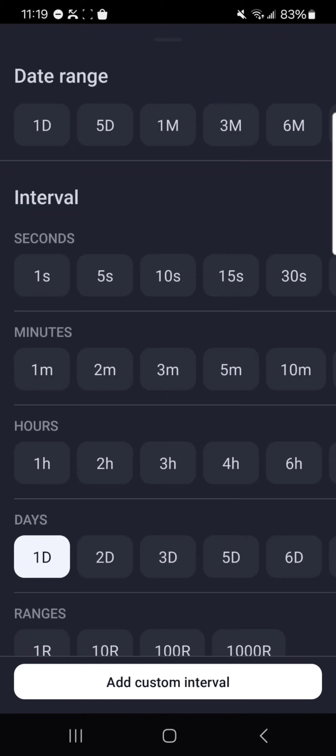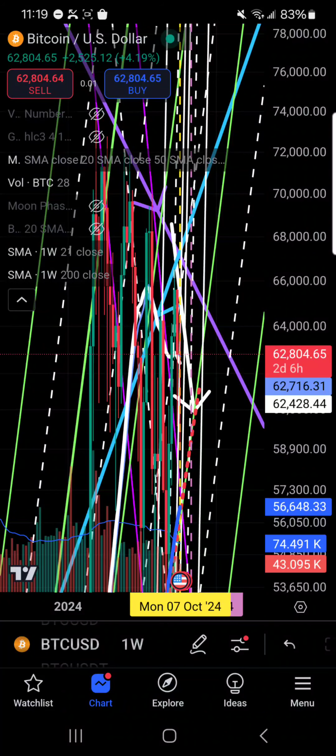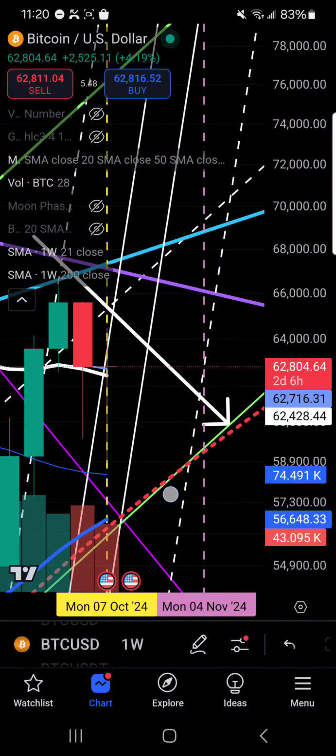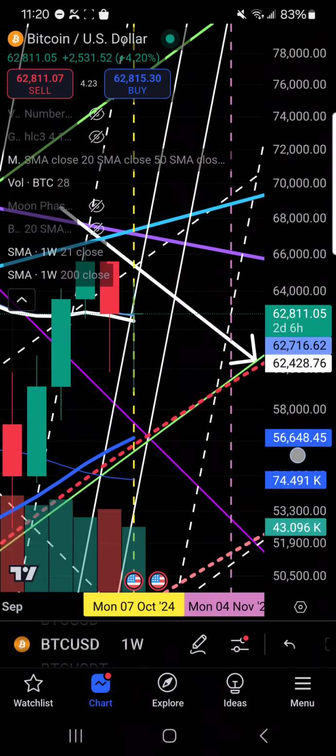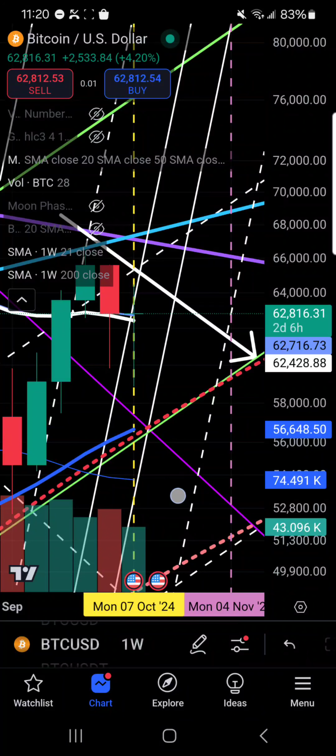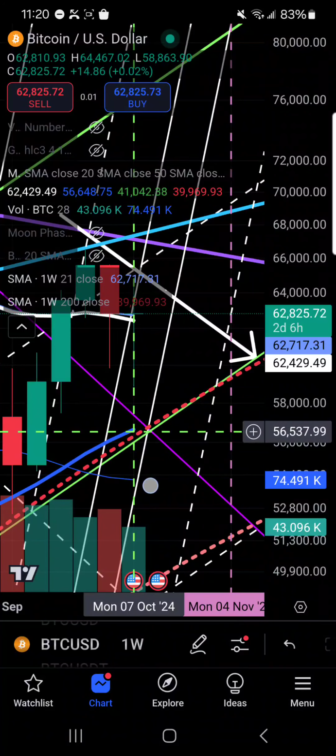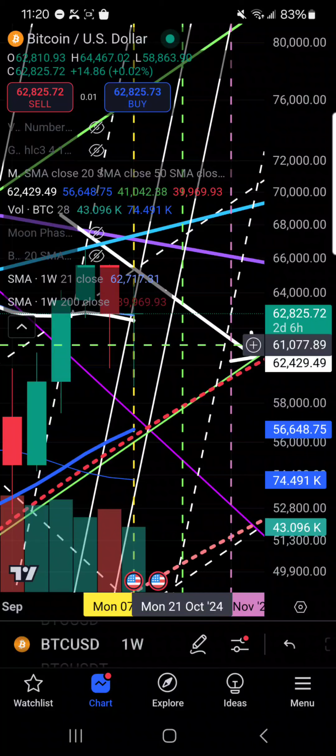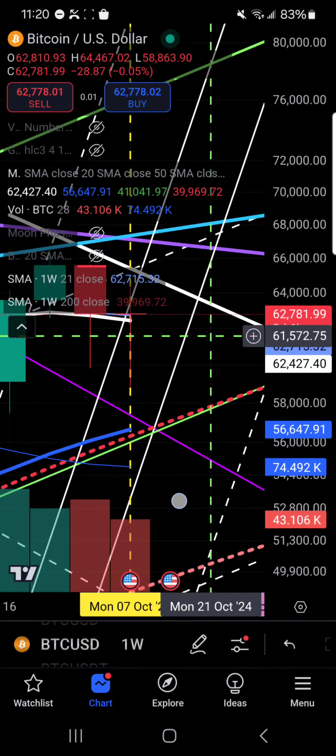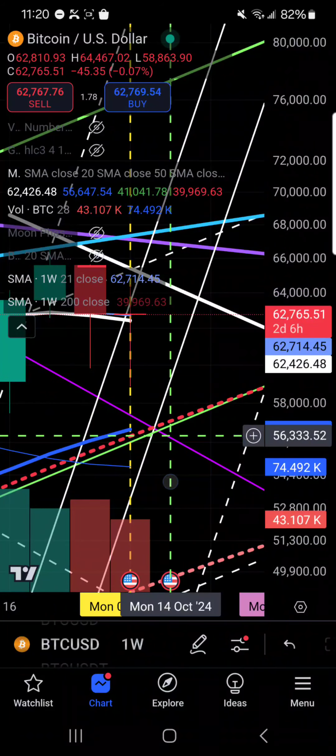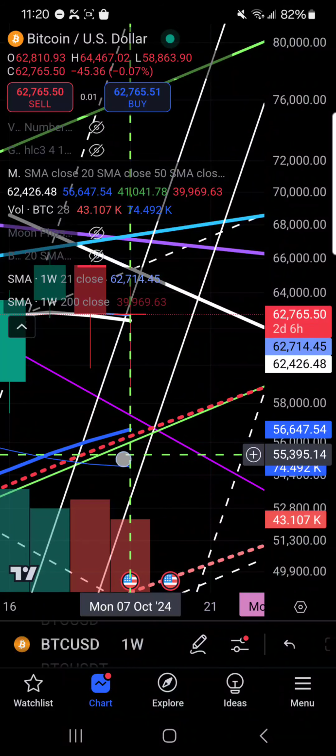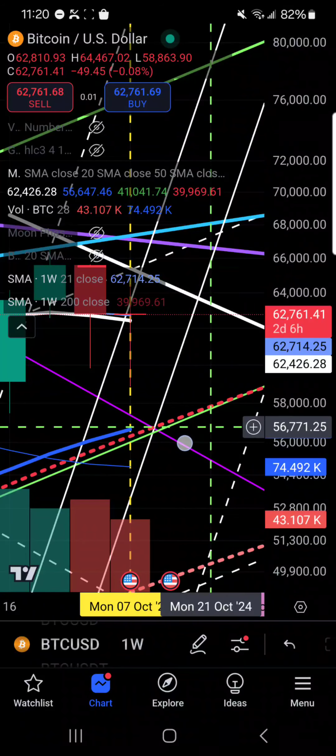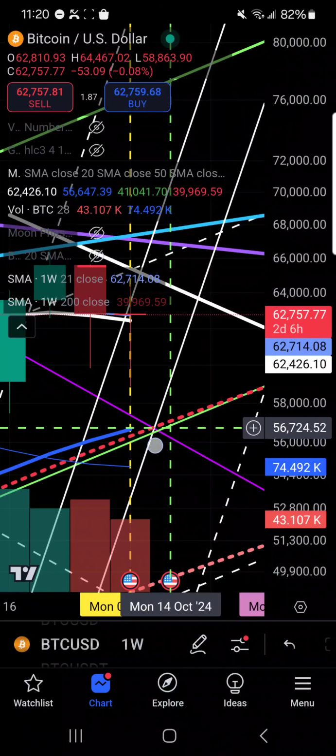But if we switch to a weekly now, then you can also see that the blue weekly here is at 56,648. Surprise, surprise. So you got another key support level there. You got various 1, 2, 3, 4, 5. This is a tough area.